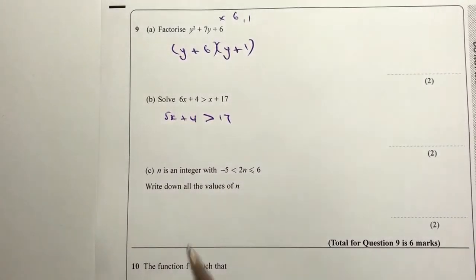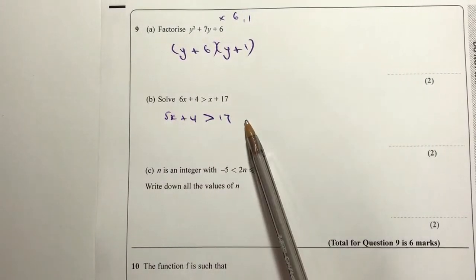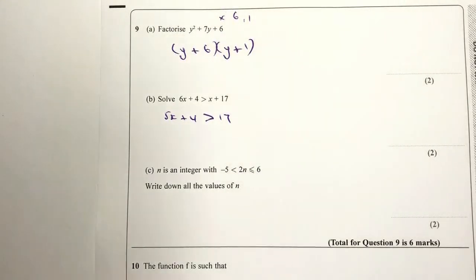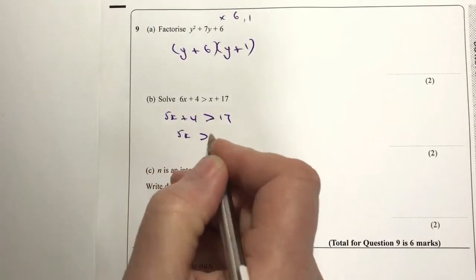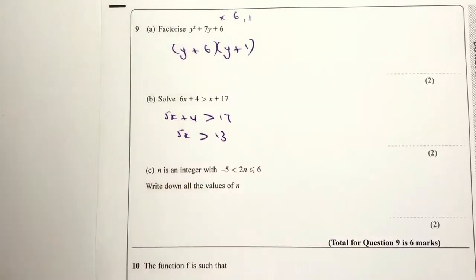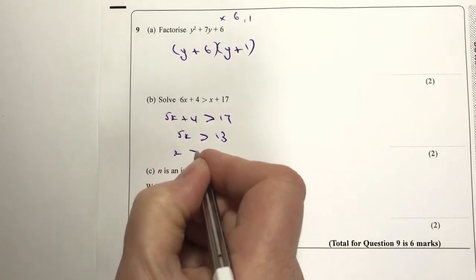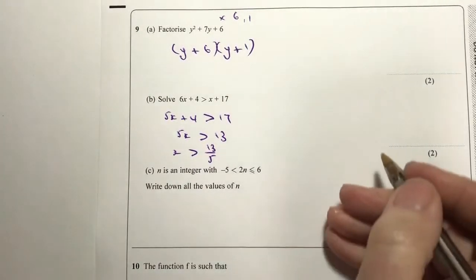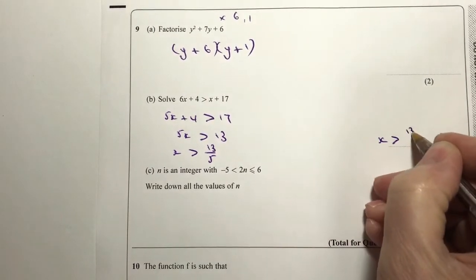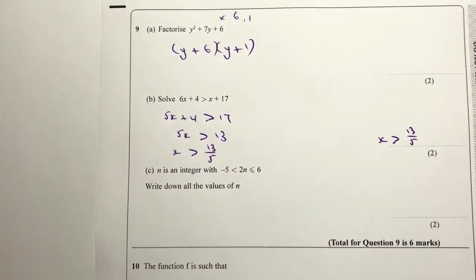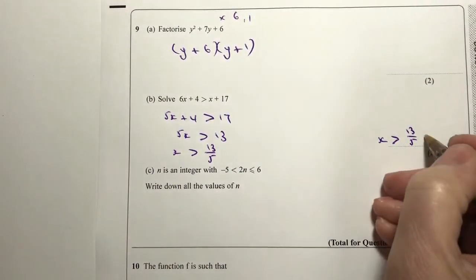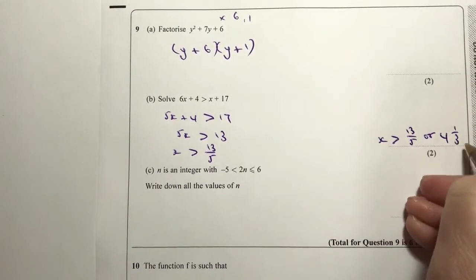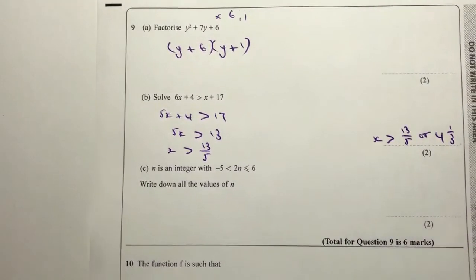Okay, I then need to move this plus 4 over to this side, so I'm going to take it away again, and that's going to be 5x is greater than 17 take away 4 is 13. Okay, and then if I divide through by 5, I get x is greater than 13 over 5. Now, most mark schemes will be absolutely fine. If you write x is greater than 13 over 5, you can do that, no problems at all. However, if you prefer to write it as a mixed number, you can write it as 4 and a third, and that's absolutely fine as well.